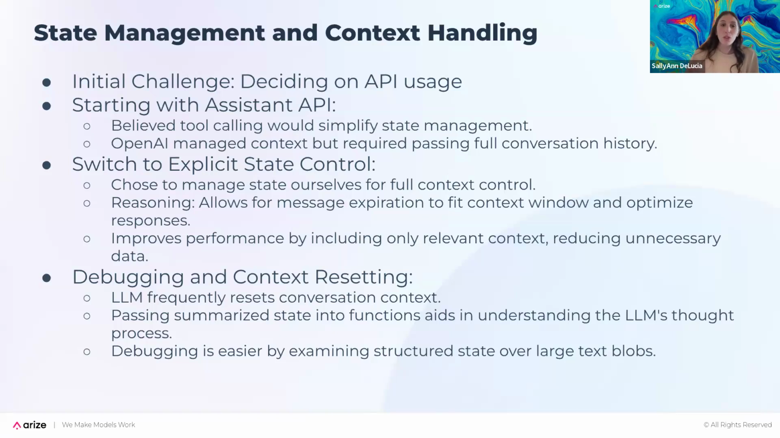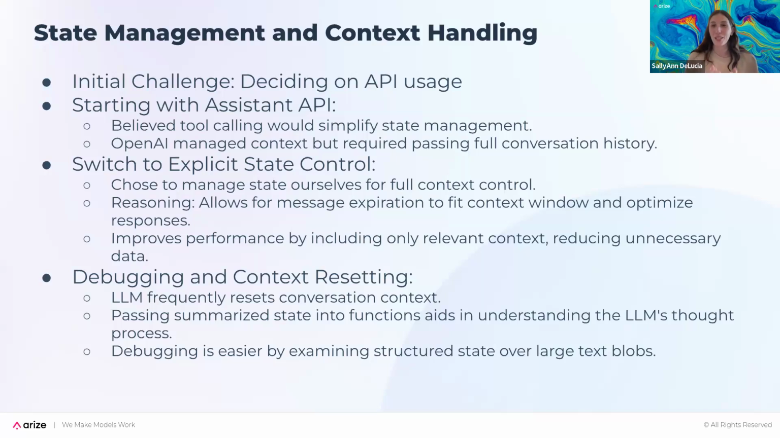But with OpenAI, you have the Assistants API. And at first we thought that was going to be the obvious choice, right? Because it has tool calling built into it. And we thought with that, it would simplify the state management. But with that, OpenAI is managing the context and the state with no control on our side. So it's requiring the full conversation history to be passed. And that just really wasn't working as well as we needed it to. So we decided to switch to explicit state control, which essentially just means that we decided to use the Completions API. And so that just gave us full control.